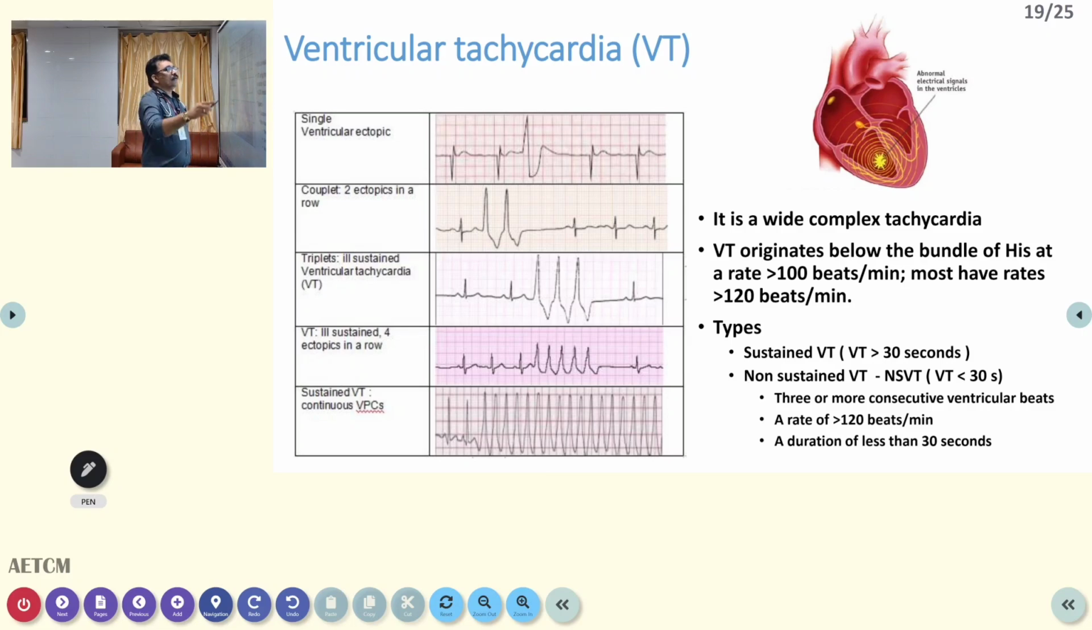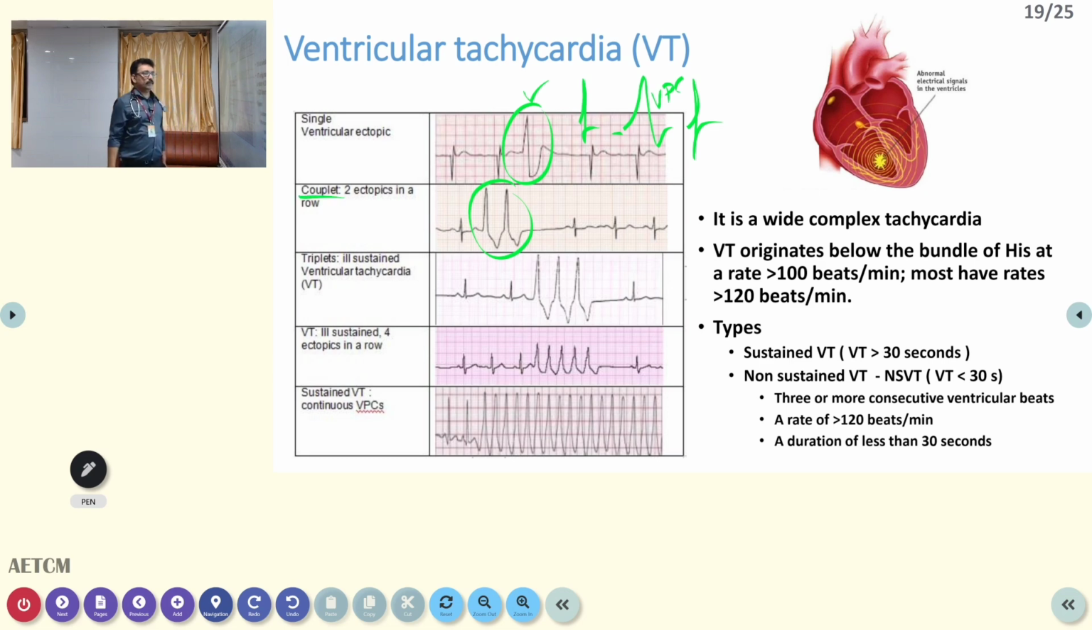If you are getting one beat like this, normally the QRS complexes are narrow, so two narrow QRS complexes. In between, if we get a wide complex, we say that it is a ventricular premature complex (VPC) or ventricular ectopic. If two ectopics are coming in a row, this is most of the time an innocent problem. If two ectopics are coming in a row, we call it couplets.